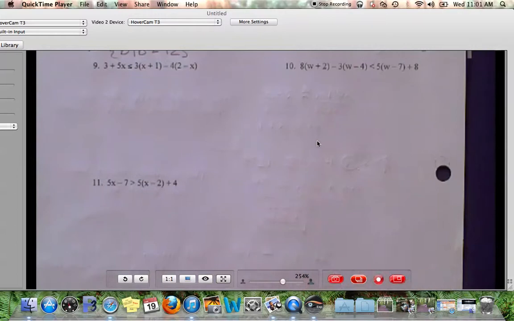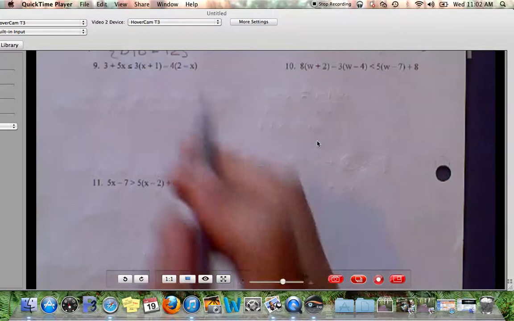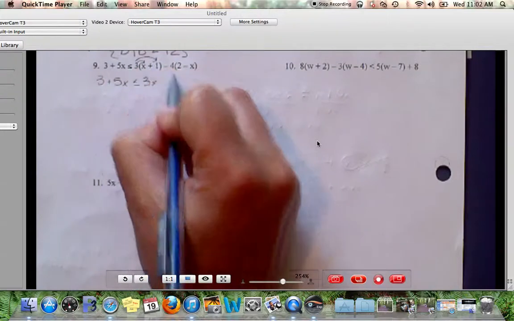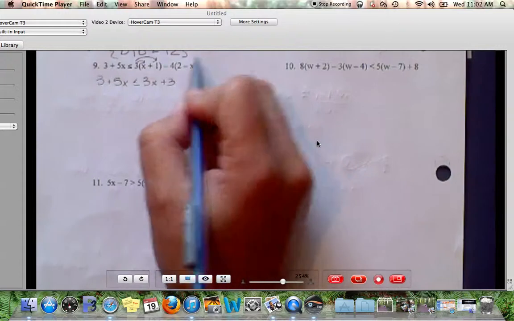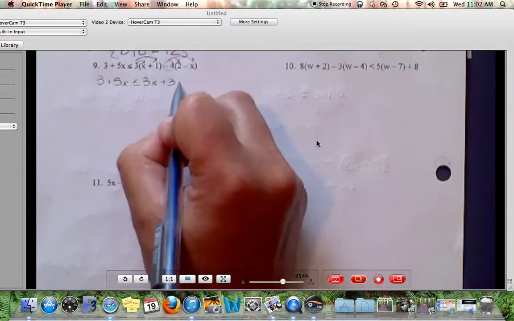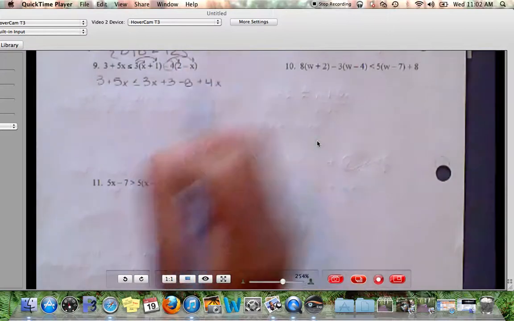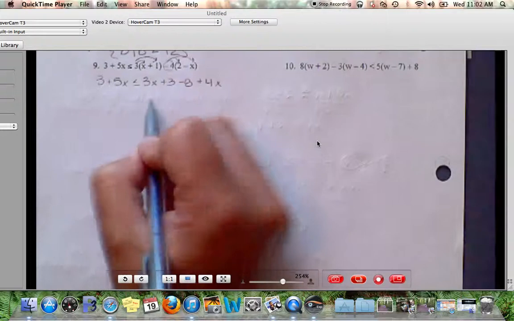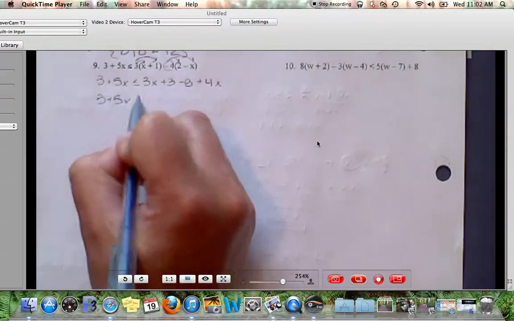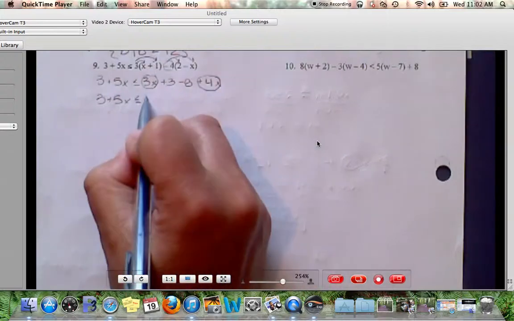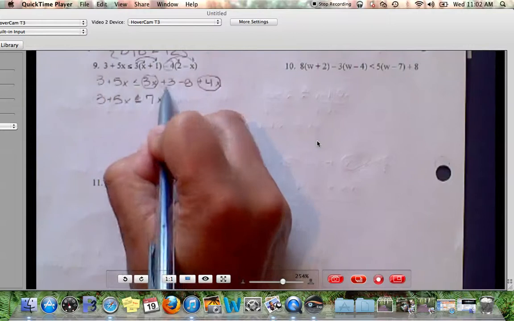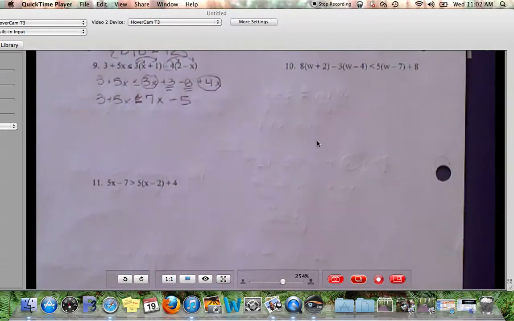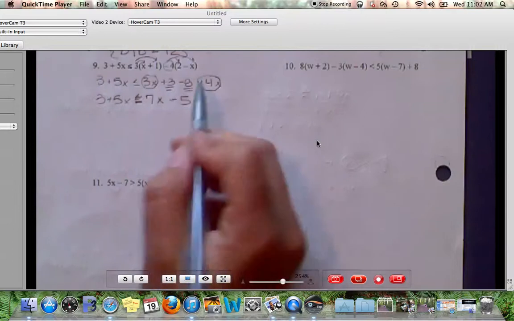Number 9, we need to simplify the whole right side, which means we need to distribute and combine like terms. So we get 3 plus 5x is less than or equal to 3x plus 3. And then we distribute the negative 4. Negative 8 plus 4x. Now, we want to simplify all of this. If you start moving all of these individually, it takes a lot more time. So we take one step to simplify the right side. 3x plus 4x is 7x. 3 minus 8 is negative 5. Once both sides are completely simplified, then and only then will you move the rest.